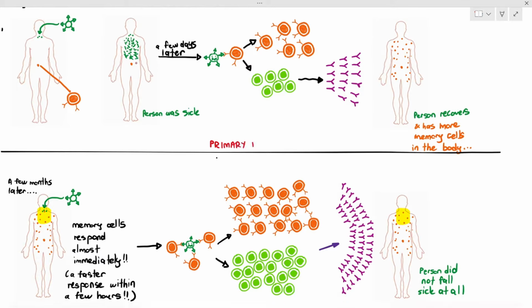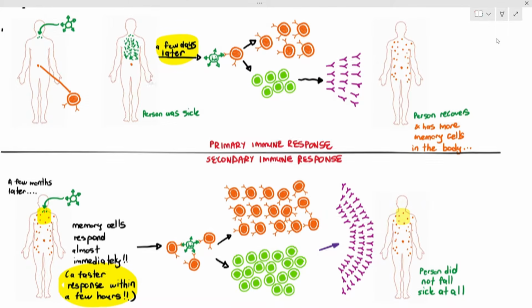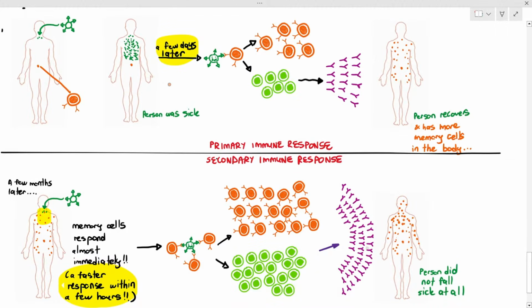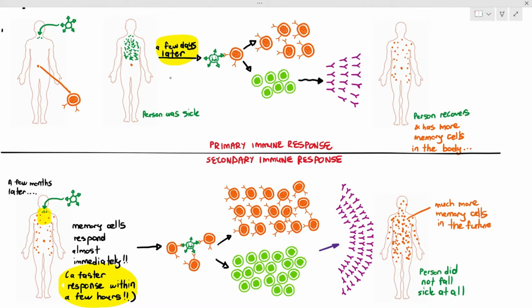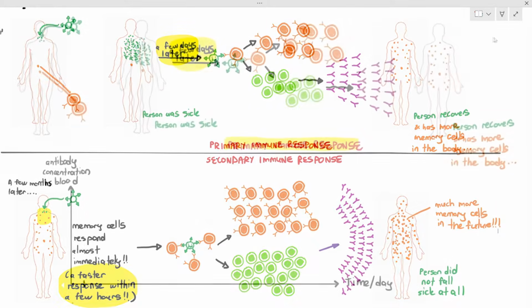So the one at the top is the primary immune response, and the one at the bottom is the secondary immune response. And as you can see here, after the end of the secondary immune response, you have even more memory B lymphocytes, like so much more. So if the pathogen tries to enter your body the third time, it is immediately destroyed. And that pathogen is no longer a problem in your body.